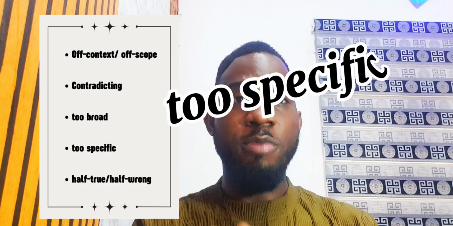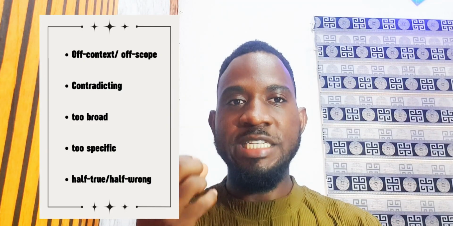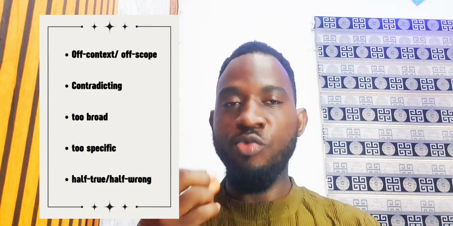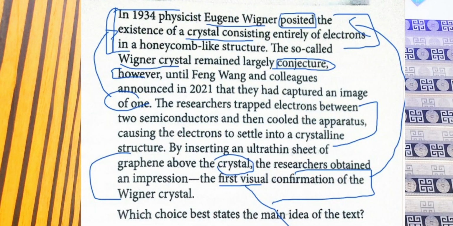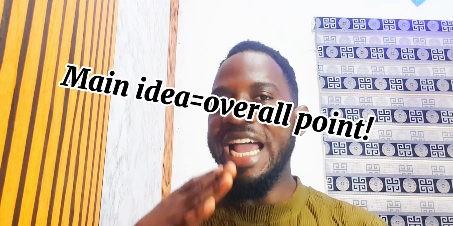Then we also have the too specific answer. Now, the too specific answer is a wrong answer that you would often find on main idea questions. How do I mean? This is just an answer that is playing on your inability to deal with the question with respect to its question type. Remember, I don't think I've said this enough, that you have to understand the question type so that you know just how best to approach the passage. Now, when you don't know that you're dealing with a main idea, which is a question that requires you to capture the overall point of the passage, you could choose a too specific answer that only highlights one sentence in the middle or at the bottom of the passage.